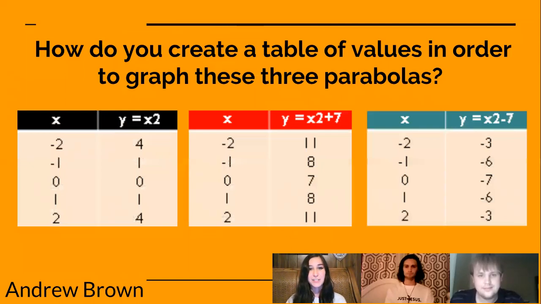Andrew, how do you create a table of values in order to graph these 3 parabolas that we saw in the last problem?